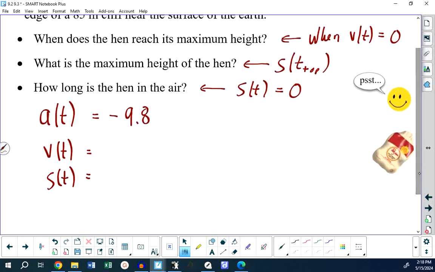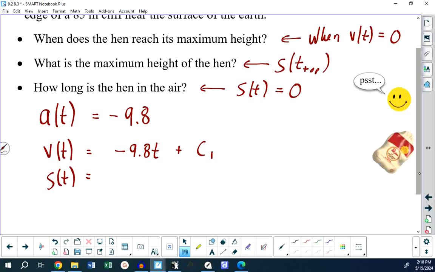Well, the antiderivative of acceleration gives you velocity, so this is going to have to contain a t, because the derivative of t is a constant. It's going to have to contain the negative 9.8 t plus some constant, which I'm going to label as C1. Let's not worry about finding that constant yet.